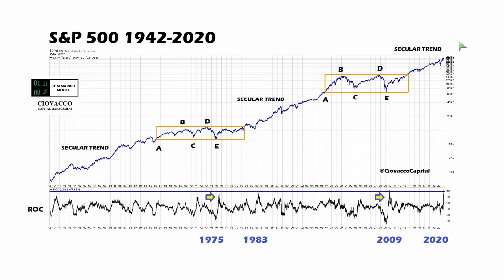Another interesting point, at the bottom we have rate of change. This is the 186-day rate of change. It had been 186 trading days since the March low in 2020. Notice near point E here, we get a rare and high spike. You can make an argument that this spike here is similar to the spike here in 2009 that also occurs after the low at point E.